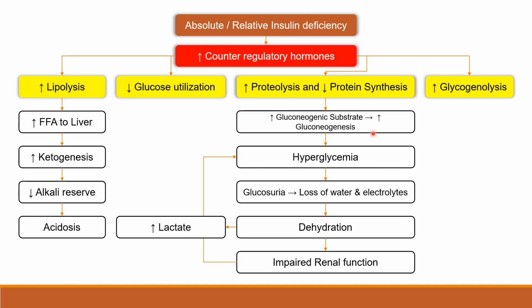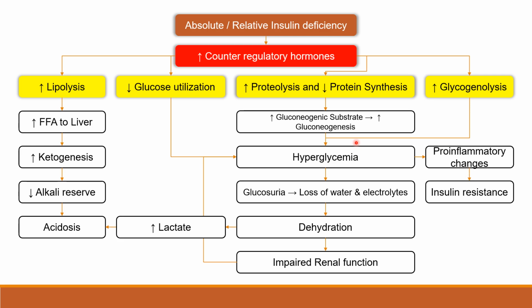Similarly, the dehydration will lead to tissue ischemia and tissue hypoxia, leading to anaerobic metabolism, leading to increased production of lactate, that will lead to lactic acidosis, that will further aggravate the acidosis. Additionally, the decreased glucose utilization and the increased glycogenolysis also lead to hyperglycemia, as is clearly evident from their names. So by these multiple mechanisms, hyperglycemia is aggravating, and all this hyperglycemia will lead to pro-inflammatory changes, which will ultimately lead to insulin resistance at the tissue level. So this is the pathophysiology of development of diabetic ketoacidosis.